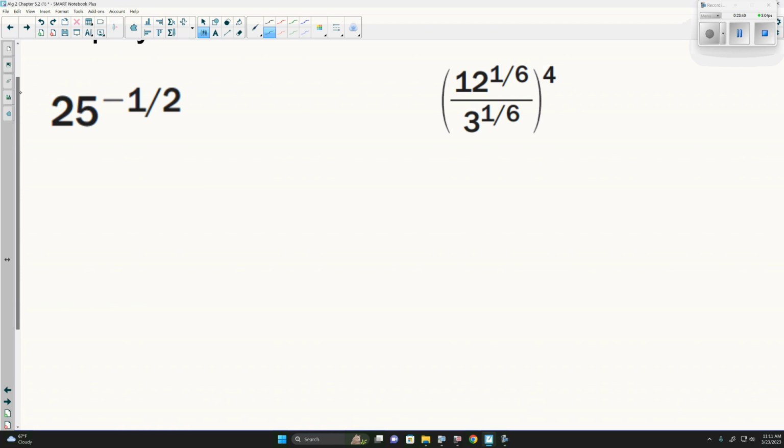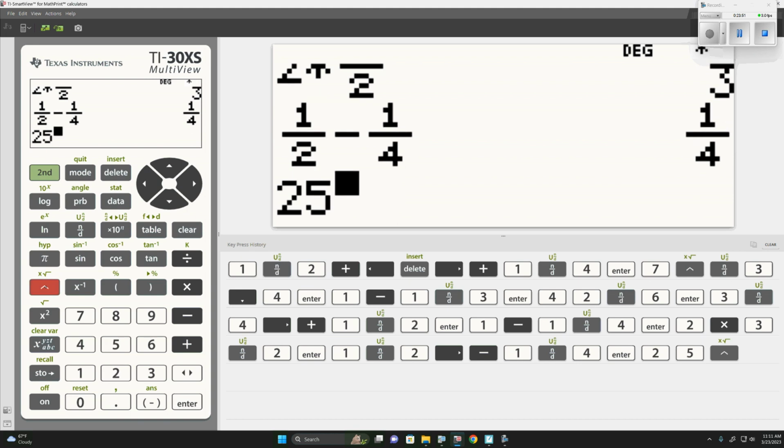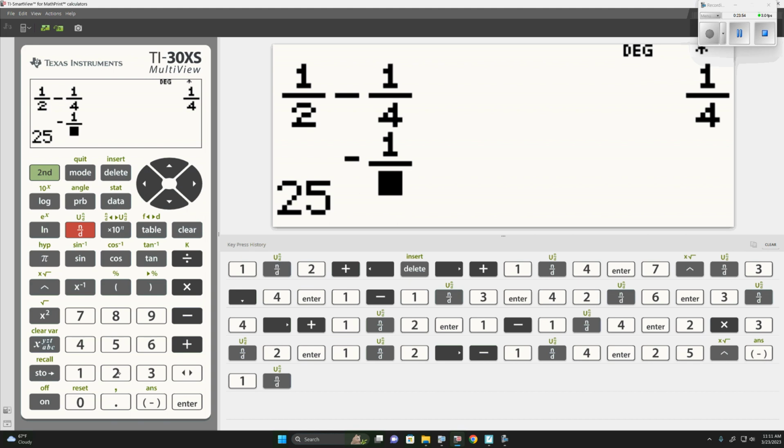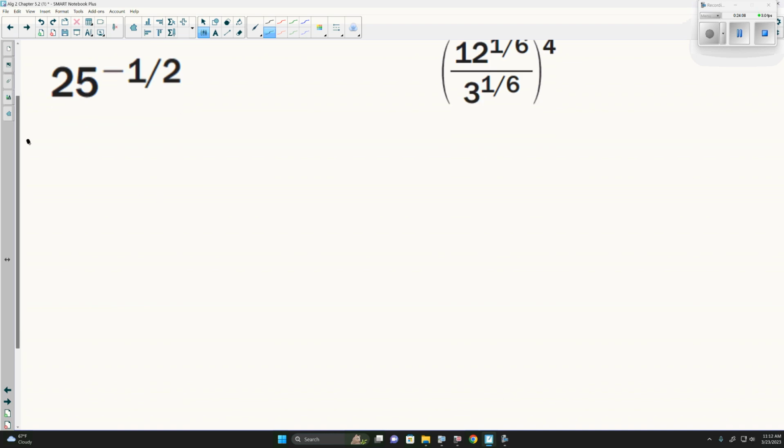25 to the negative 1/2. Well, if we wanted to, we could try it in a calculator and see. 25 to the negative 1/2 is 1/5. Now, we can't always use the calculator, but we can on some of them. To make the exponent positive, we move it from the numerator to the denominator. So we get 1 over 25 to the 1/2.